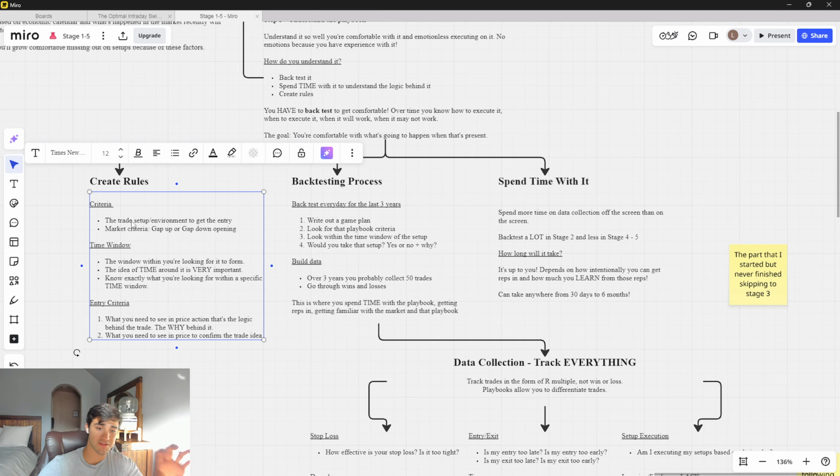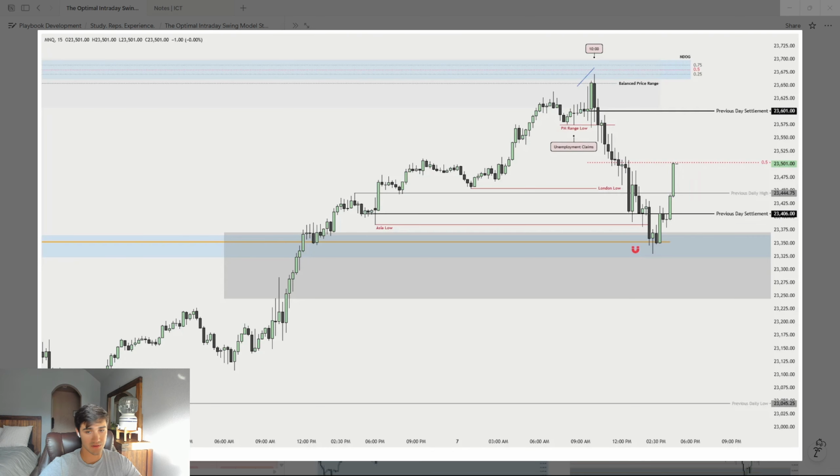Rules would simply be the criteria, the trade setup and environment to get to the entry, the market criteria. In this case, for me, it would be a gap up or a gap down opening. The time window, the window within which you're looking for it to form. The idea of time is extremely important. You have to know what time that move is likely to come and what time looking for that move is going to expire. Meaning, in this playbook specifically, I know that this is not going to happen after 10 o'clock. After 10 o'clock, the odds of this playing out in this fashion severely diminishes.